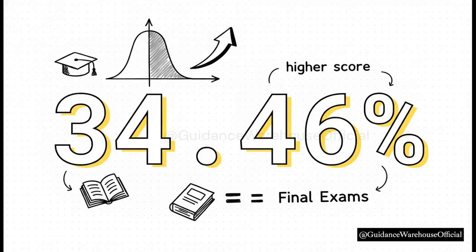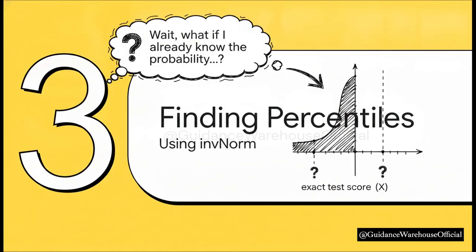And here is the resolution to our opening hook. When you process that formula, you get 0.3446. That means there is exactly a 34.46% chance that a randomly selected student scored higher than a 65 on that final exam. Now let's completely flip the script, moving into Section 3, finding percentiles and scores.